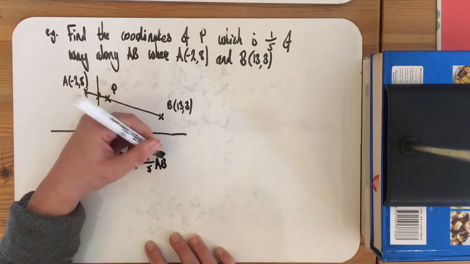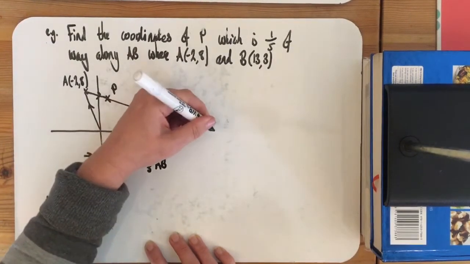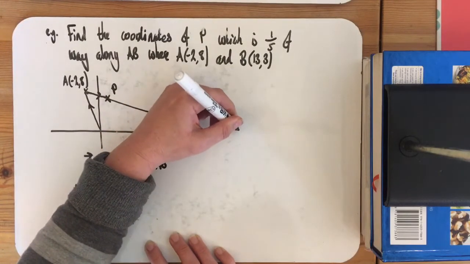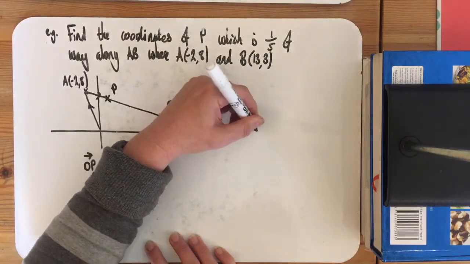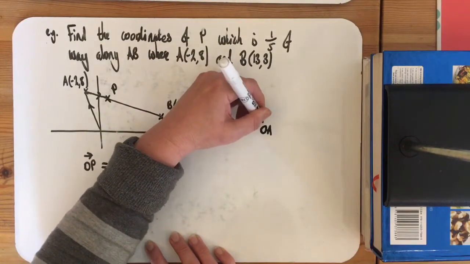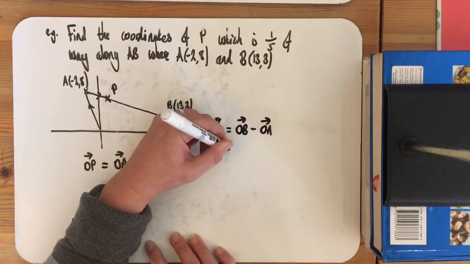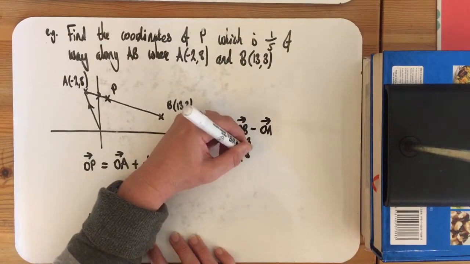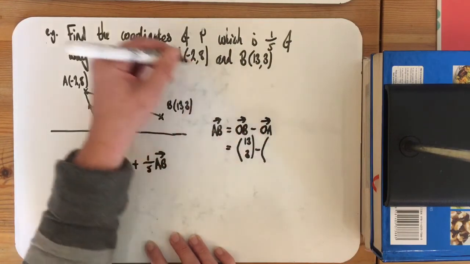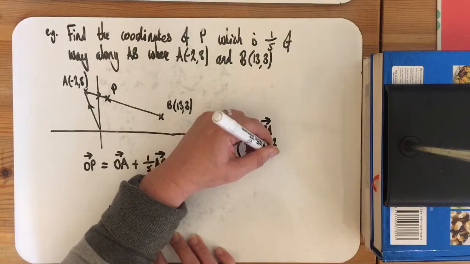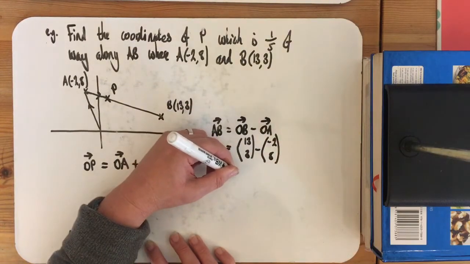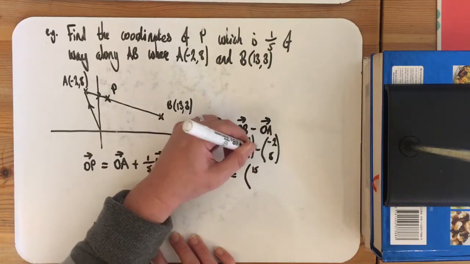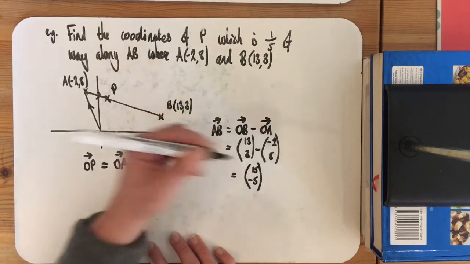So end of last lesson we looked at this. AB as a vector is equal to the position vector of B minus the position vector of A. You can work in column vectors if you want to. Position vector of B is (13, 3) minus position vector of A, which is (-2, 8). 13 minus -2 is 15. 3 minus 8 is -5.